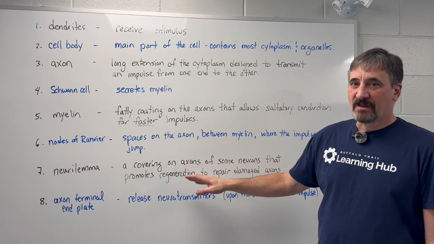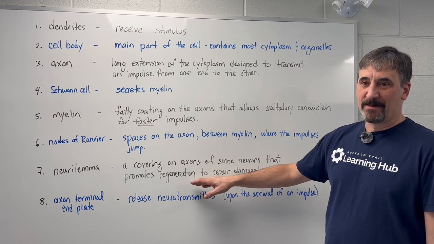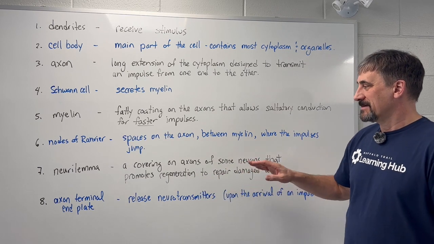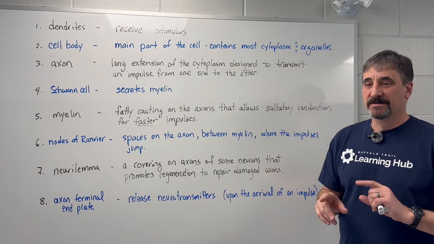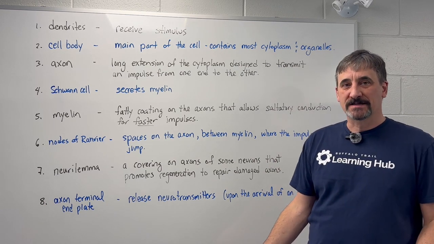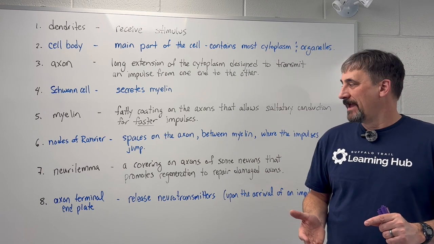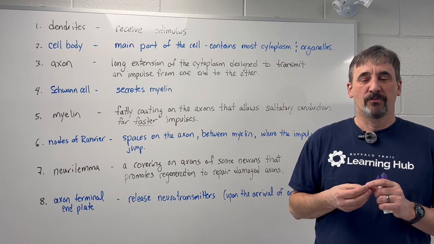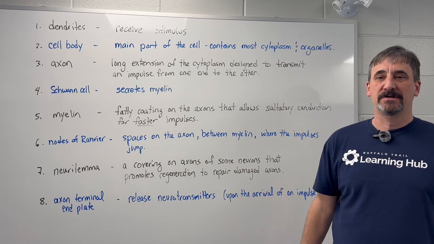Neurilemma, fun word in biology, sounds like llama, but it's not. It's a neurilemma, and the neurilemma is a covering on the axon of some but not all neurons. Now, if the neurilemma is present, then if that neuron is damaged, then the neurilemma will help repair the damage. It will help regenerate or regrow a damaged axon.